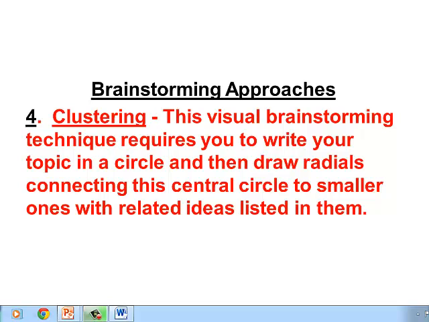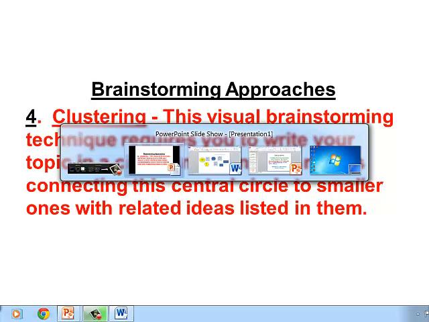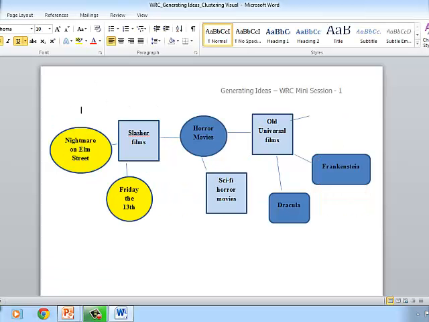And then there's clustering. This is a visual brainstorming technique that requires you to write your topic in a circle and then draw radials connecting this central circle to smaller ones with related ideas listed in them. Here's an example of this visual. As you'll see, I'm going to continue to work with my film paper project and my horror movies idea.